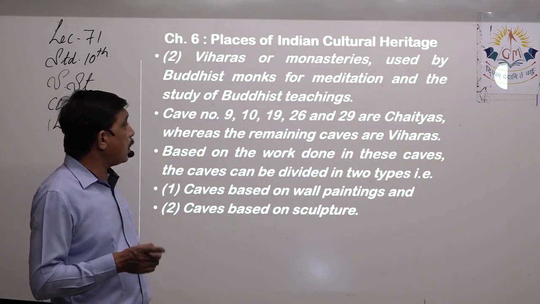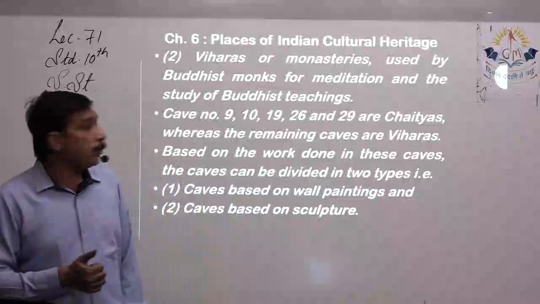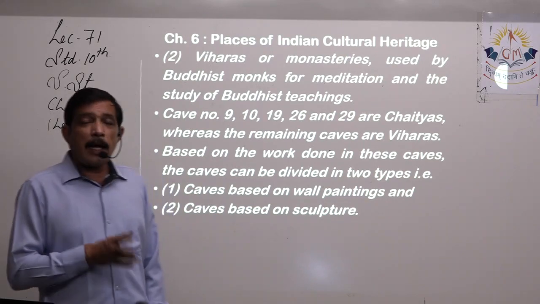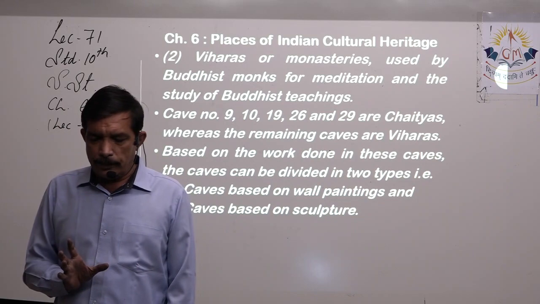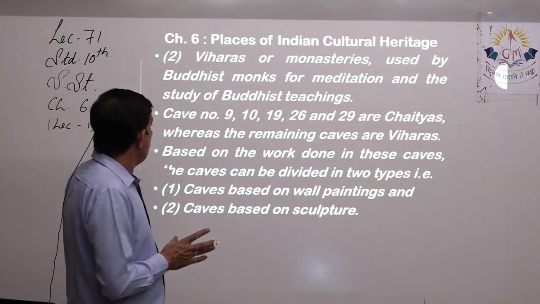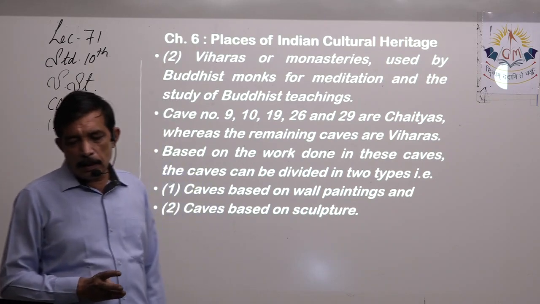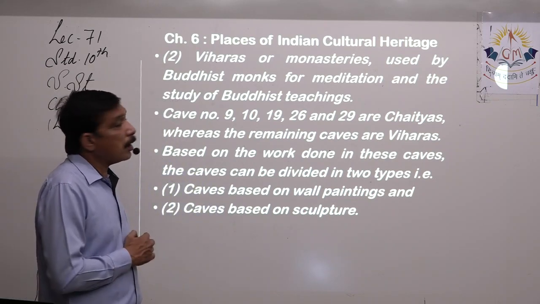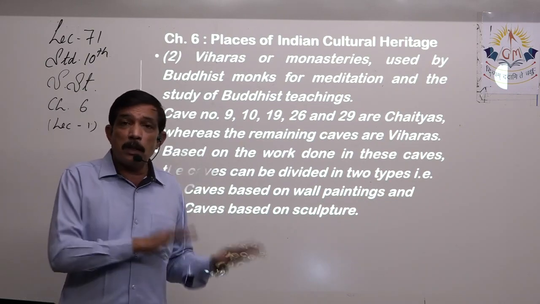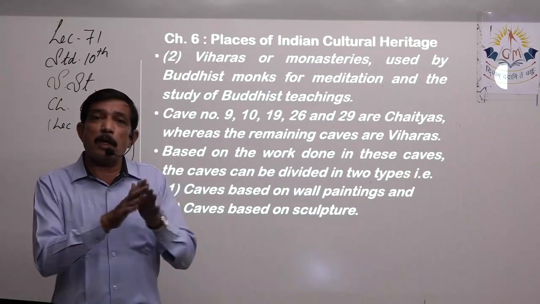Now there are lot many caves in Ajanta. Out of that, cave number, please remember because you got to write in the answer, right? This is quite a big answer and 3 or 4 marks. So cave number 9, 10, 19, 26 and 29. They are specifically Chaitya caves. Whereas the remaining caves are the viharas. So 9, 10, 19, 26 and 29, they are Chaityas and the remaining caves are viharas based on the work that is done in these caves. Whether they are Chaityas or viharas, they can again be divided. First, all the group of caves, they are divided into two.